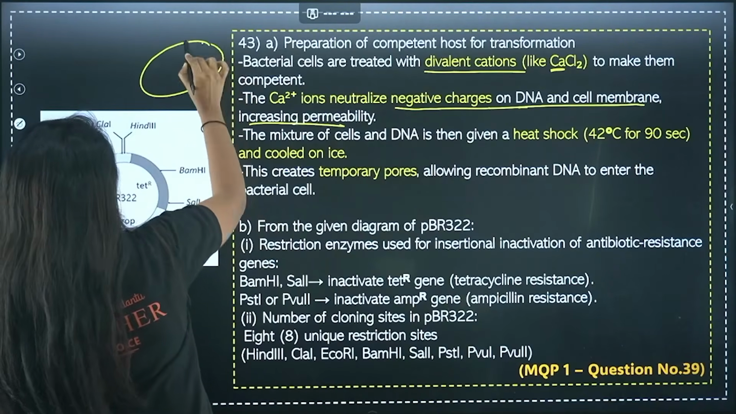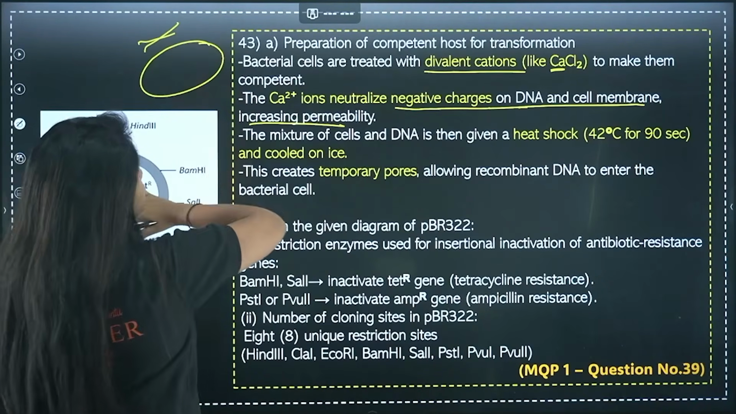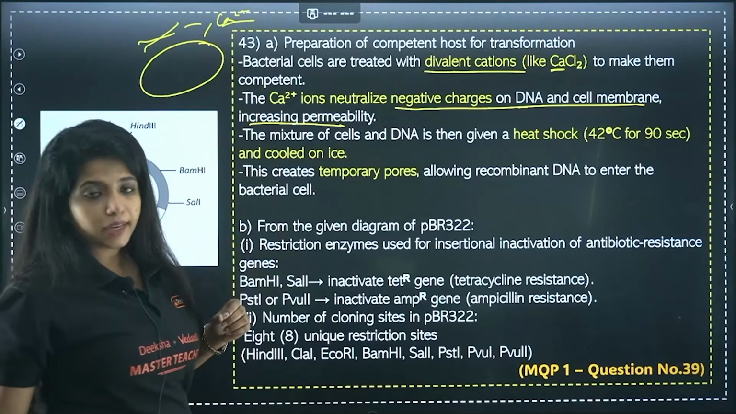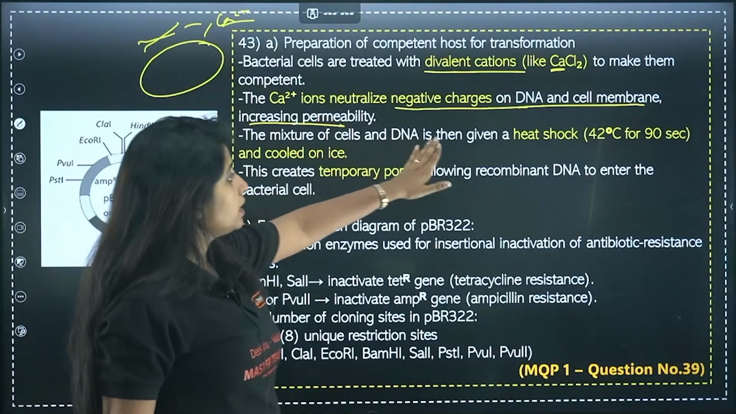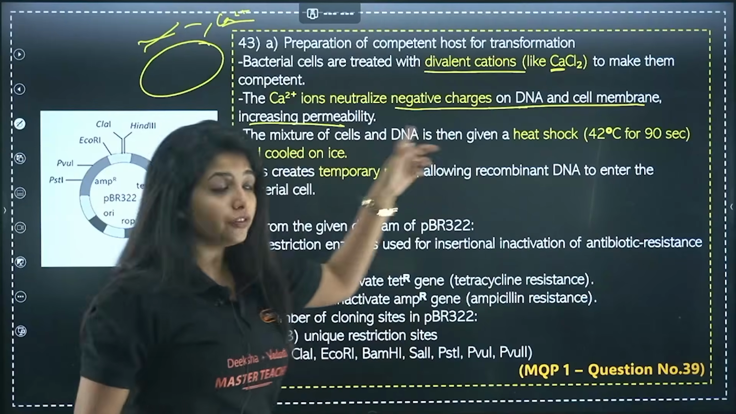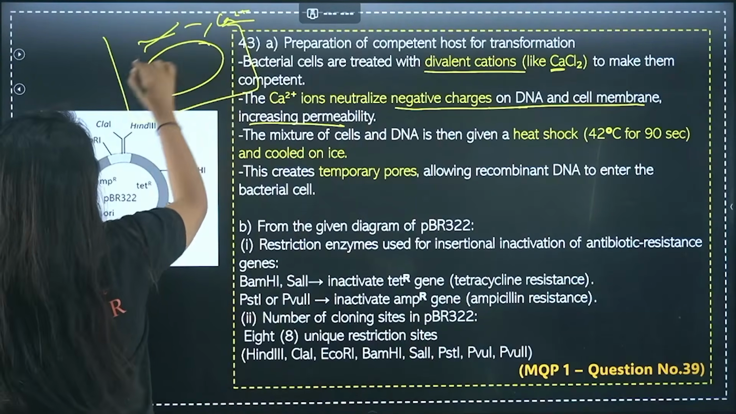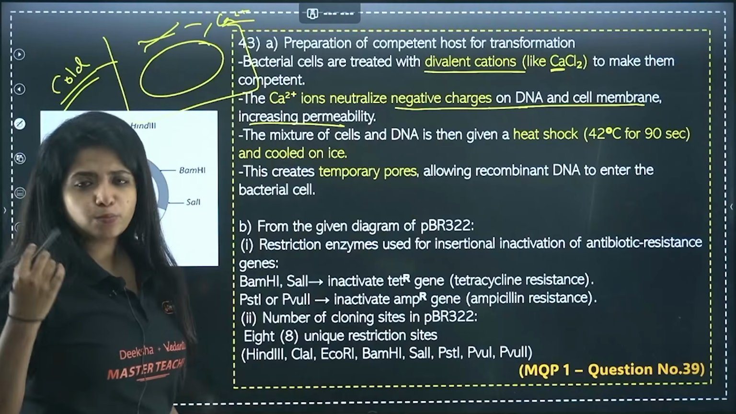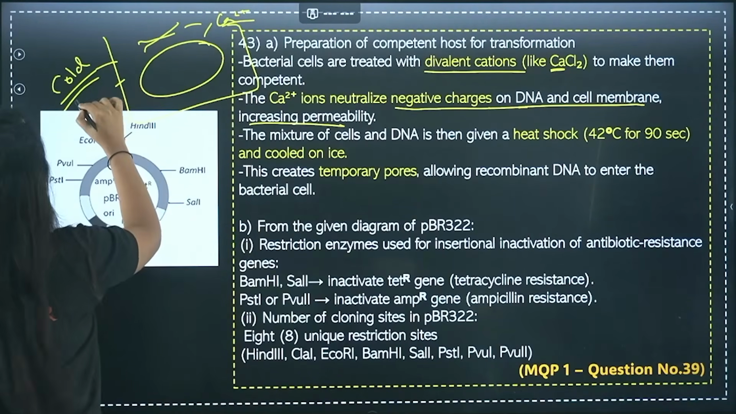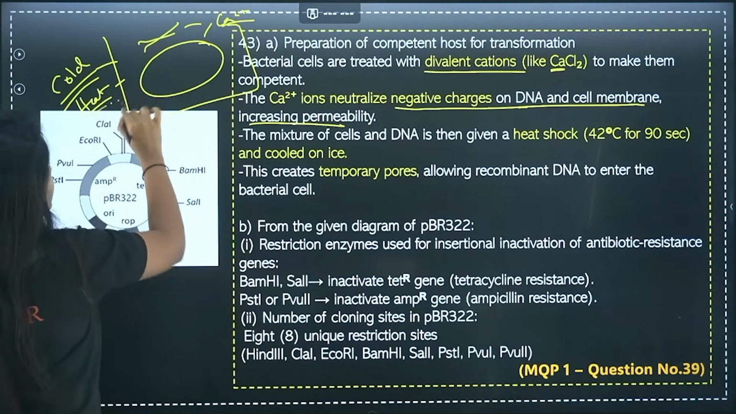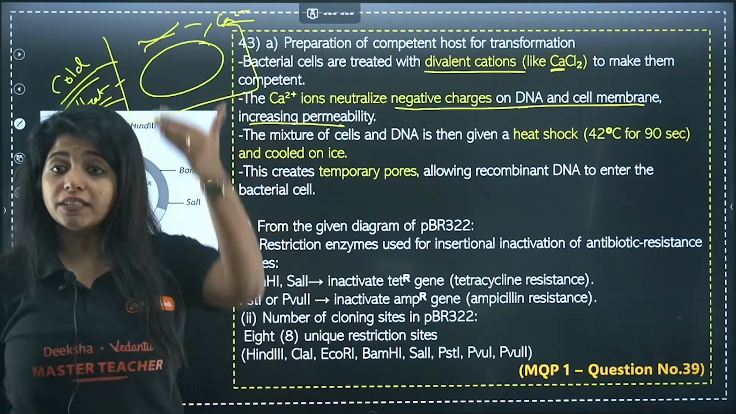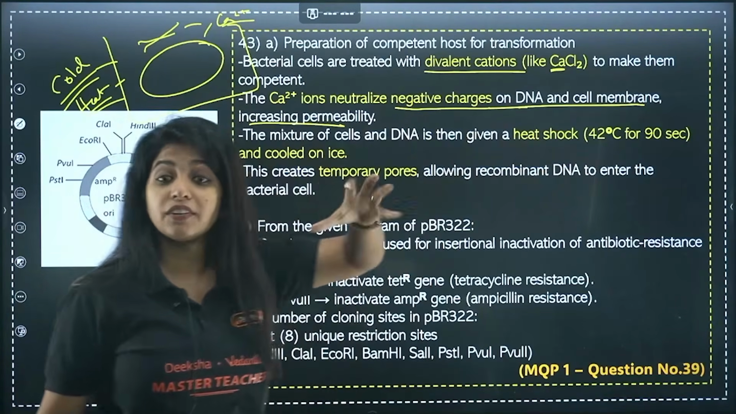So suppose I have a cell over here, I have the DNA which I want to insert over here. Both of them are being treated with calcium Ca2+. Now the mixture of cells and the DNA is then given a heat shock. So first of all, I put it in a cold medium. And then, I'm such a psycho, I'm going to change it and put it into heat shock treatment. I will be giving it heat shock treatment. That means I will increase the temperature to 42 degrees Celsius for 90 seconds.